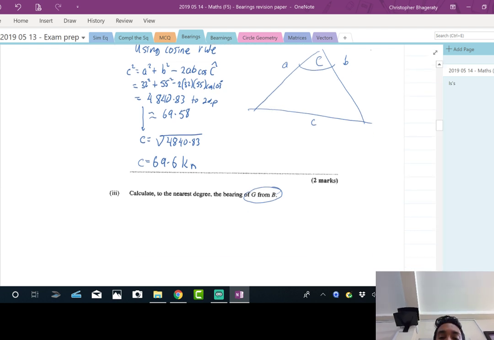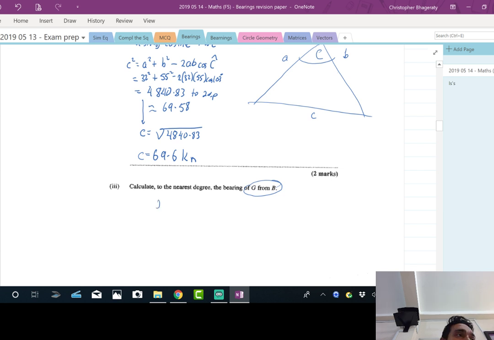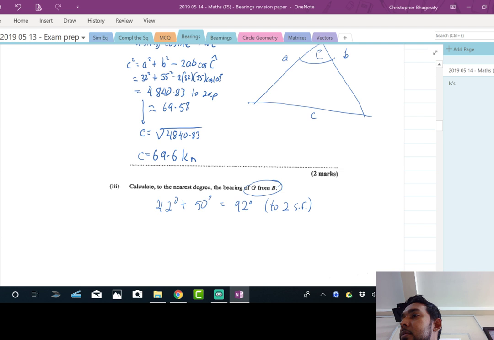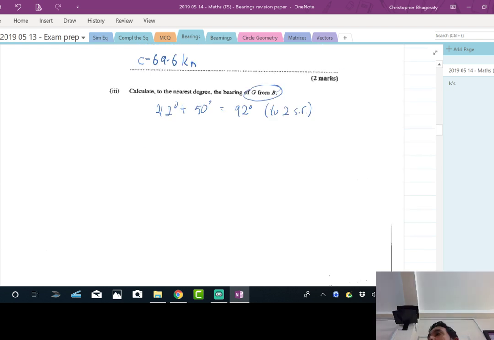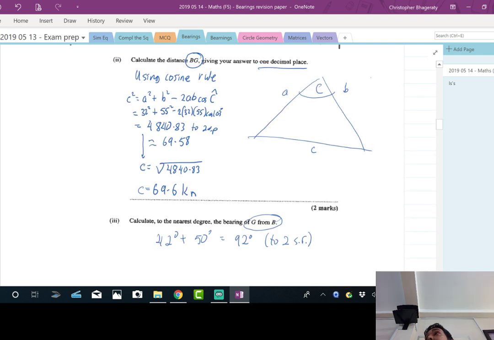So the bearing of G from B we said was equal to, what was it? It was 42 degrees plus the 50, which gave us approximately 92 degrees to two significant figures. You can use 92.3. That was the question we just answered. I didn't write the work in because I did it up there already. So the 92.3 is rounded off to the nearest degree, so 92.